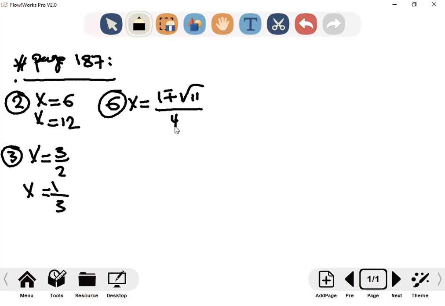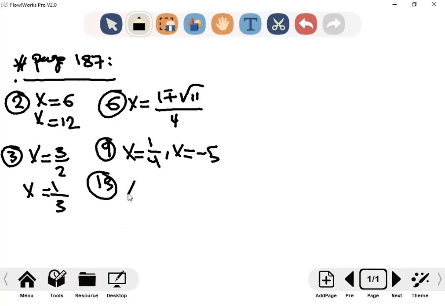Question 9, check your answers, guys. x equals 1 over 4 and x equals negative 5. Question 13, x equals negative 5 plus or minus square root of 57 over 16. And here, plus minus means two solutions, right?